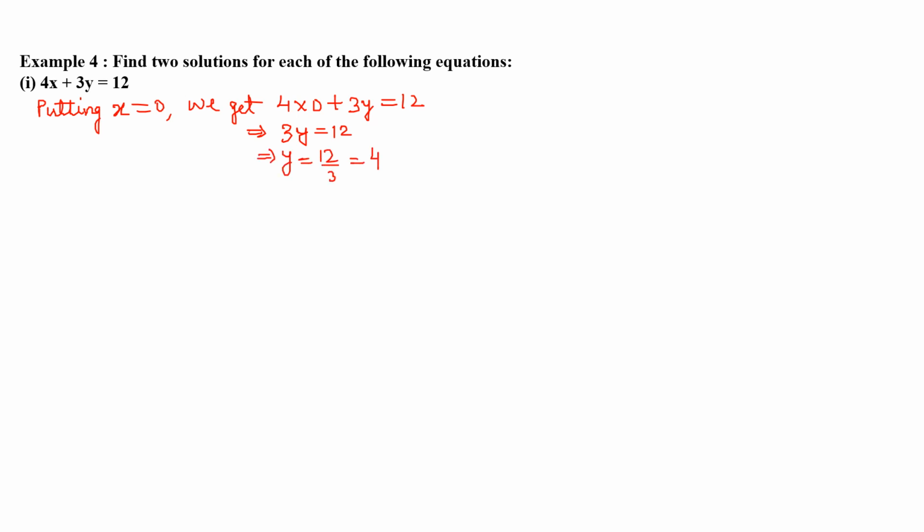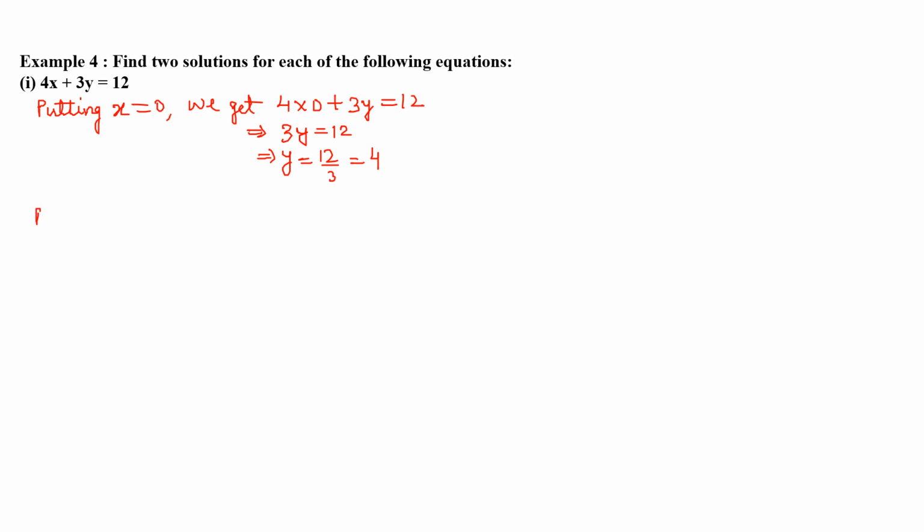So when I put x as 0, on putting x equal to 0, we get 4 into 0 plus 3y equal to 12. Now 4 into 0 is 0 and 0 plus 3y is 3y. So 3y is equal to 12. So y equal to 12 by 3, which is 4.